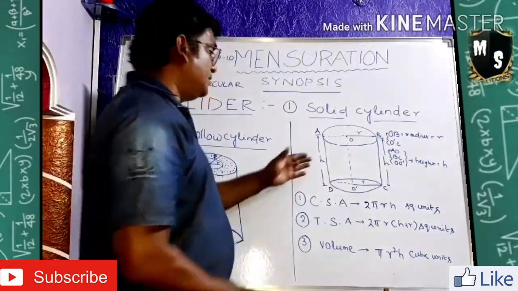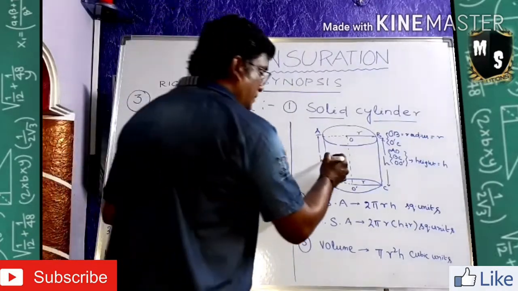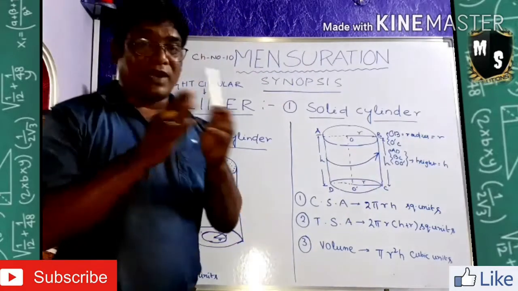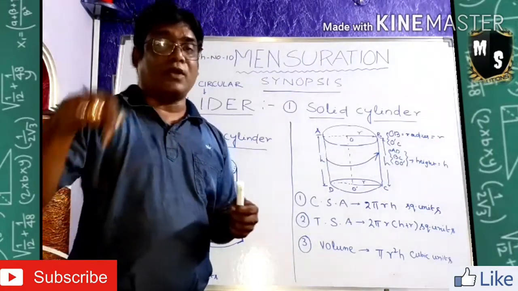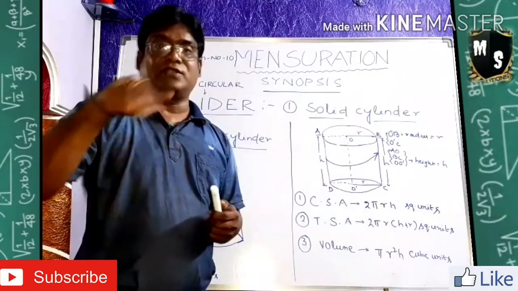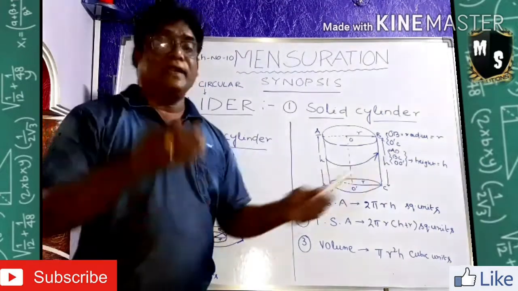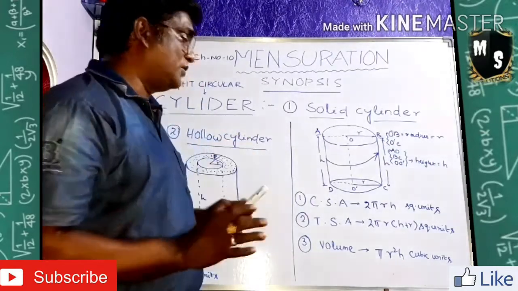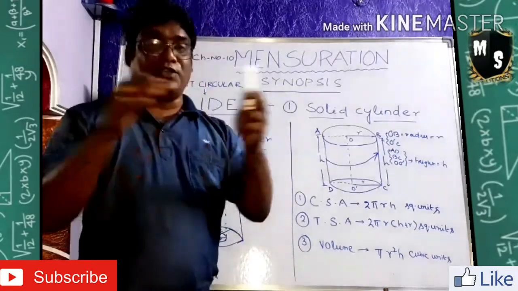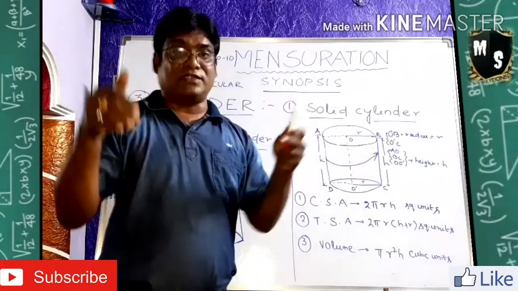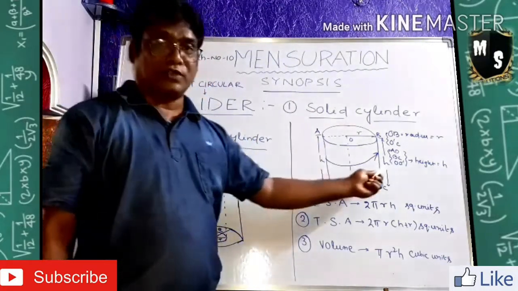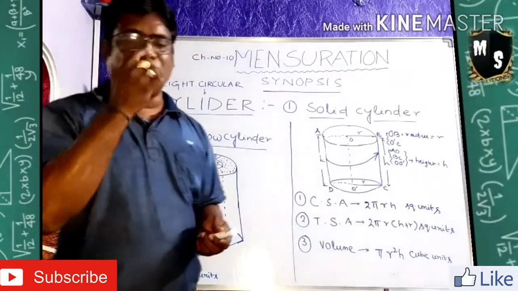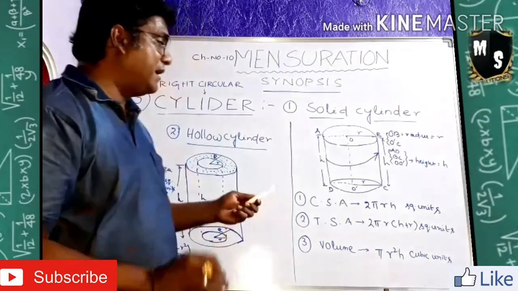In a solid cylinder, the curved surface is what you observe. In the case of a flat surface, as I told you, it is called the lateral surface. Here what you are observing is a curved one, so it is called a curved surface. In the case of a flat cuboid, I told you, it gives a lateral surface. Now it is giving you a curved surface. So we are going to determine the curved surface area of the cylinder, which you already did in 9th class. Now again I am revising it.